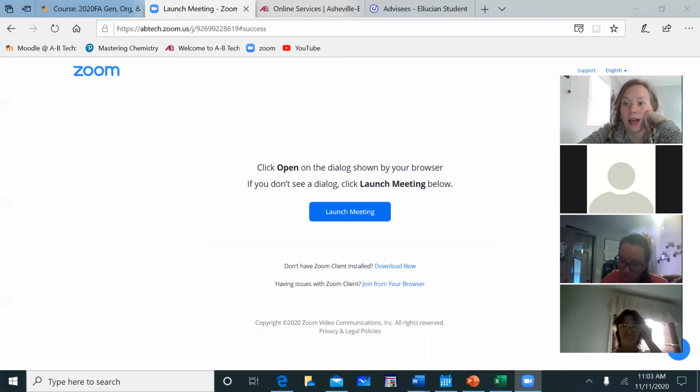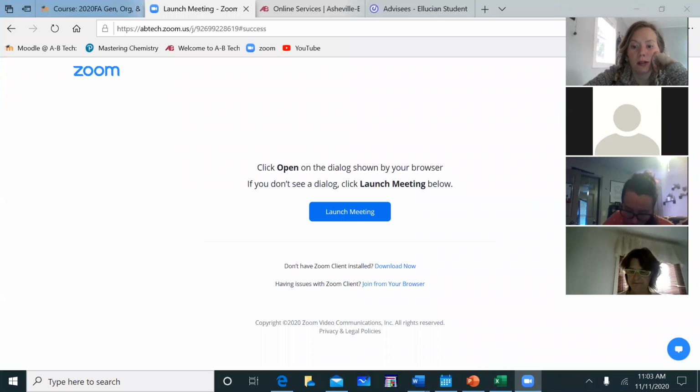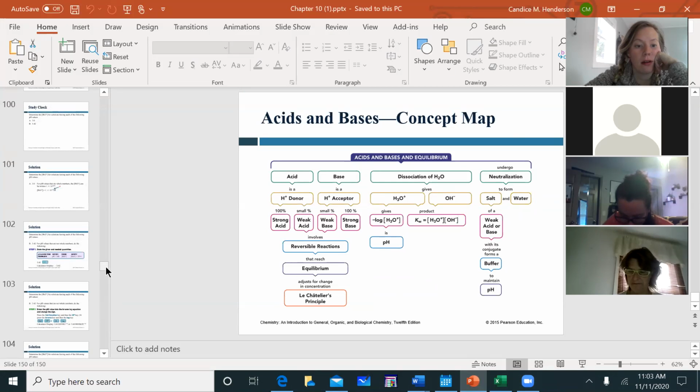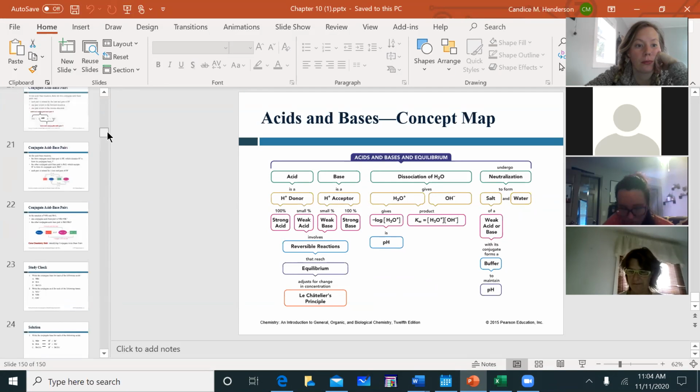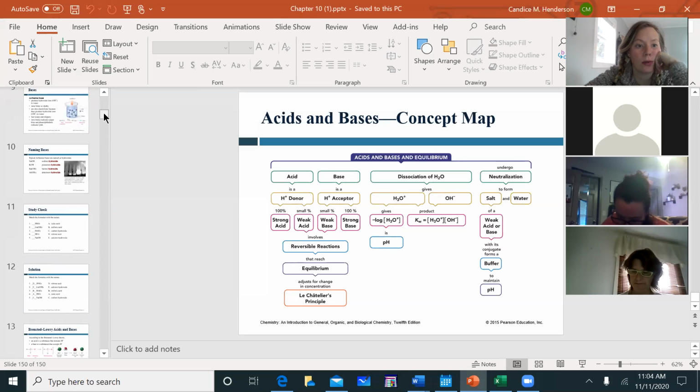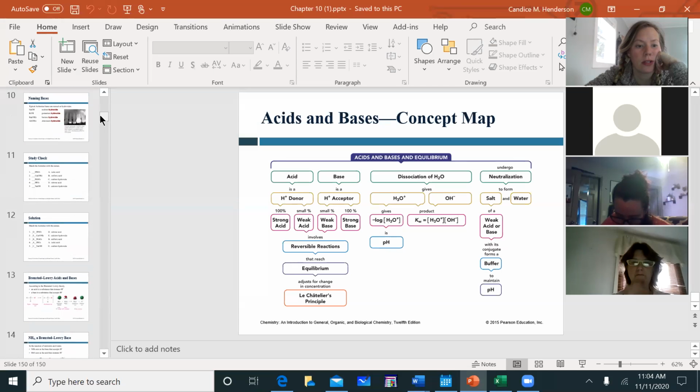Keep moving through acids and bases. So this time we left off, we were talking about the definition of acids and bases. And we were first speaking about the Arrhenius definition of an acid and a base.